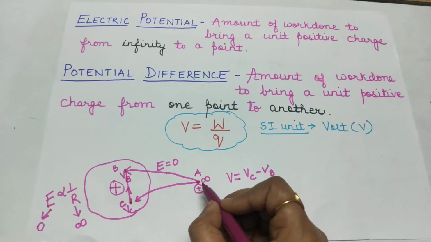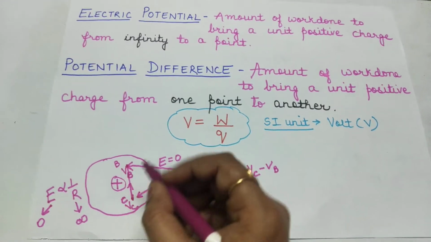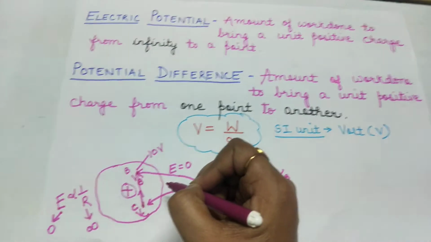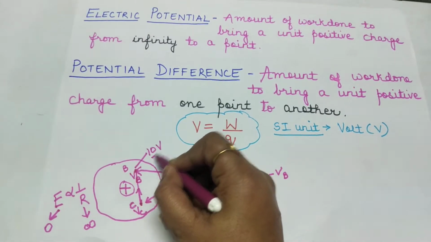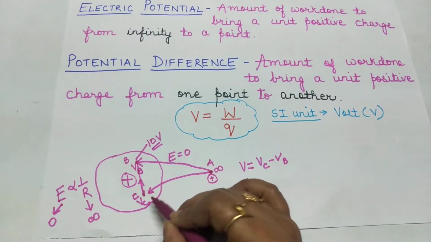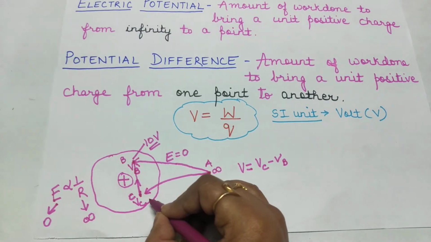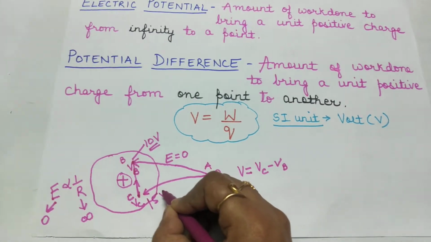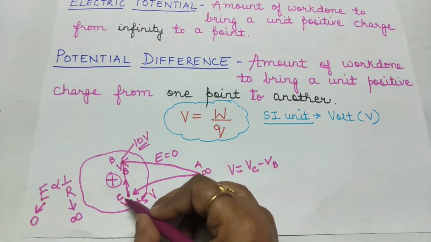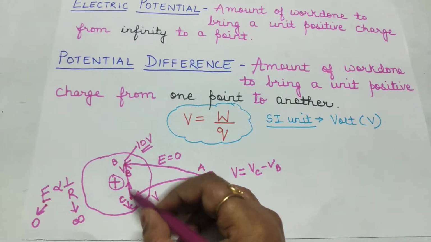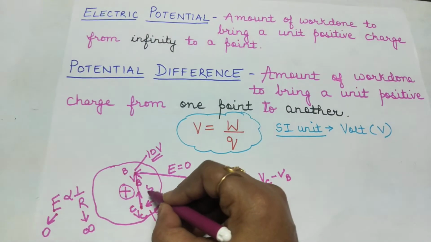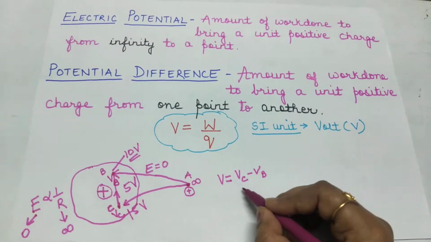So, for example, if I bring this positive charge from infinity to point B, some potential energy of 10 volt is stored. So the electric potential of point B will be 10 volt. Similarly, when I am bringing this charge to point C, for example, 15 volt potential energy gets stored at point C. So 15 volt will be the electric potential of point C. So, what will be the potential difference between B and C? It will be 5 volt.